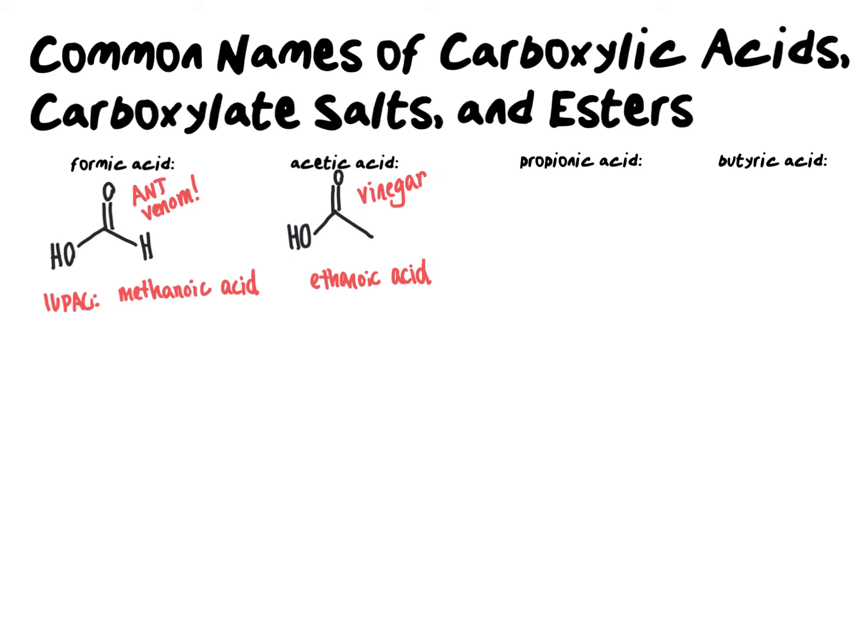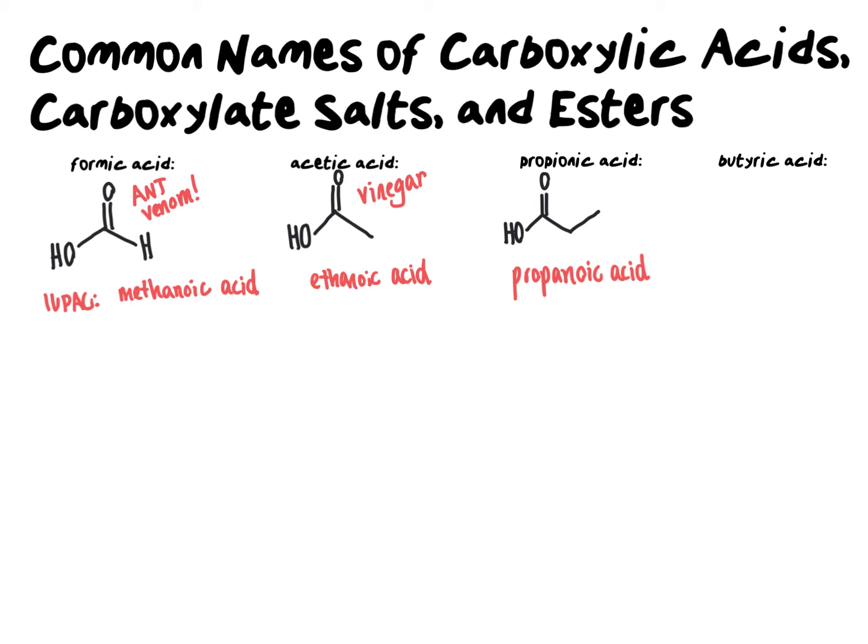Propionic acid, the prop there would suggest to us 3 carbons, and this is indeed the common name, the old school name for a 3-carbon carboxylic acid. The IUPAC name for this molecule will be propan, referring to the fact that there's 3 carbon atoms, oic acid. So in this case, the common name propionic acid is pretty similar to the IUPAC name for this molecule.